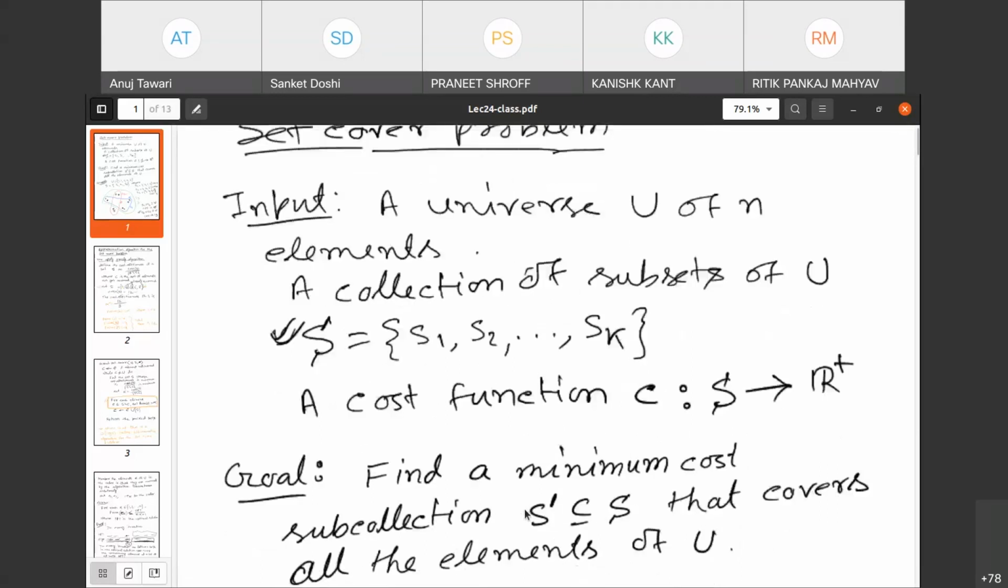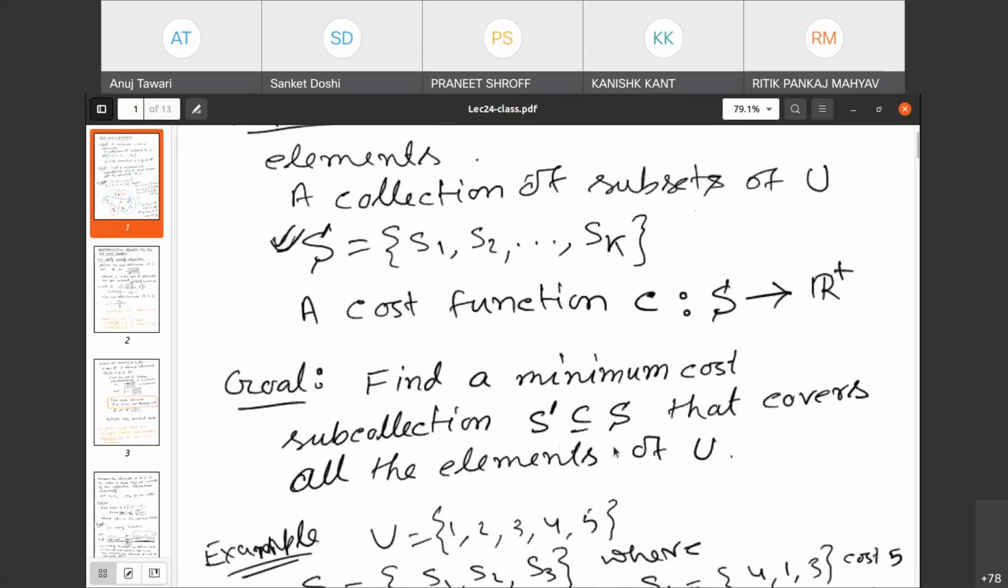So where should you establish the towers so that you can maximize the number of people served, but it involves the minimum cost? So there are two different parameters here. We want to cover the universe and we want to find the minimum cost collection. So that is our problem: we want to find the minimum cost collection that covers all the elements of U.